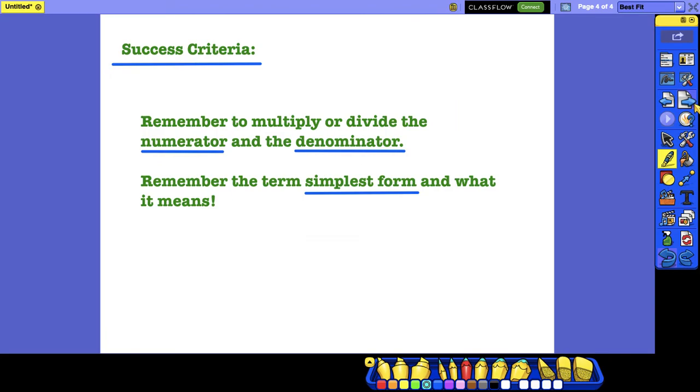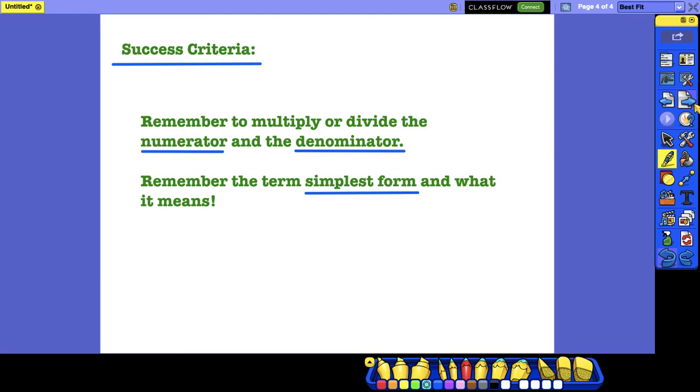When you're thinking about equivalent fractions, remember to multiply or divide the numerator and the denominator. What you do to the top, you must do to the bottom. What you do to the numerator, you must do to the denominator, okay? That's very, very, very important. So you can't just multiply one or divide one. You have to do both. And remember the term simplest form, okay? Breaking that fraction down into the simplest fraction possible.